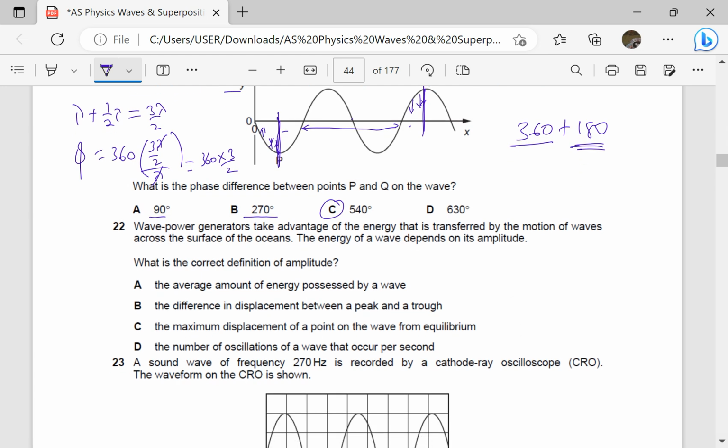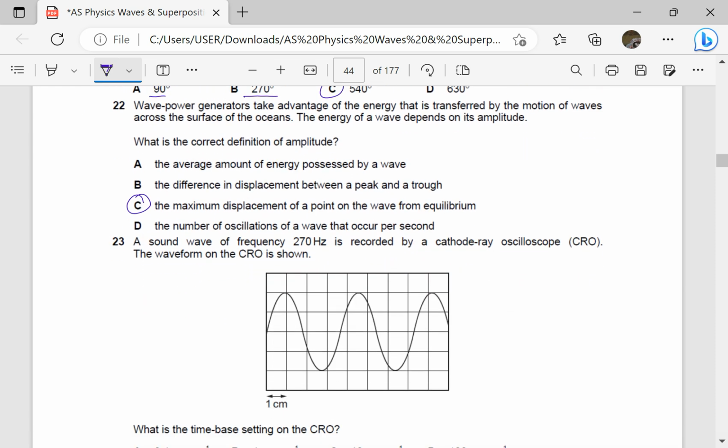Wave power generators take advantage of the energy that is transferred by the motion of waves across the surface of the oceans. The energy of a wave depends on its amplitude. What is the correct definition of amplitude? That one is maximum displacement of a point from equilibrium position. Maximum displacement from equilibrium position, that is C.